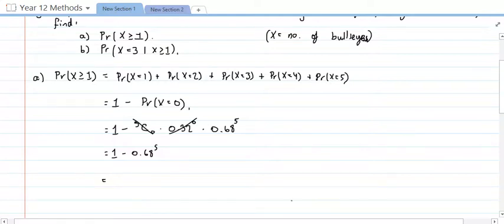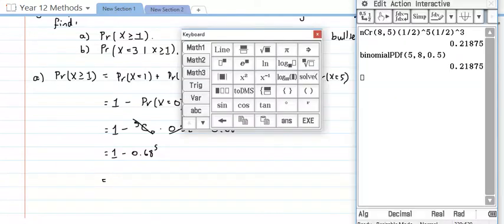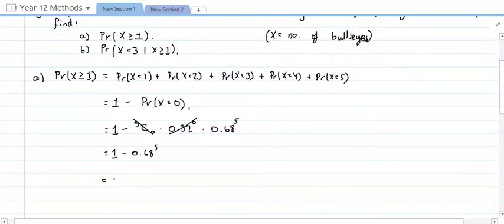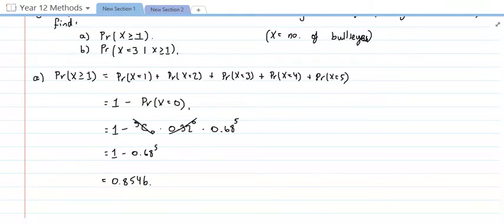So I'll just go equals, I'll bring up the calculator, and we've got 1 minus 0.68 to the power of 5. And we get 0.8546. So that's the answer.